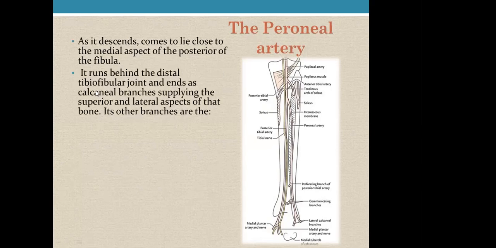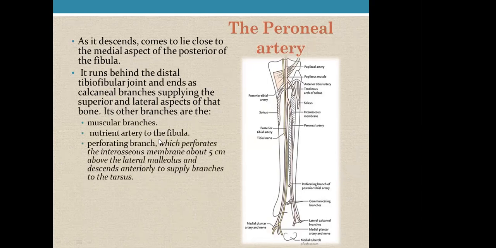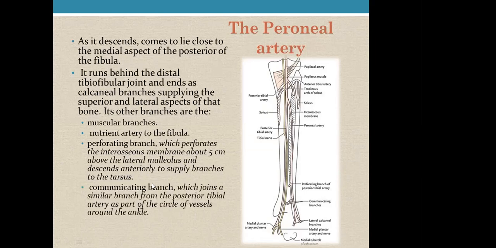It runs behind the distal tibiofibular joint and ends as calcaneal branches supplying the superior and lateral aspect of that bone. Its other branches are the muscular branches, the nutrient artery of the fibula, and perforating branches which perforate the interosseous membrane about 5 cm above the lateral malleolus and descend anteriorly to supply the branches of the tarsus.